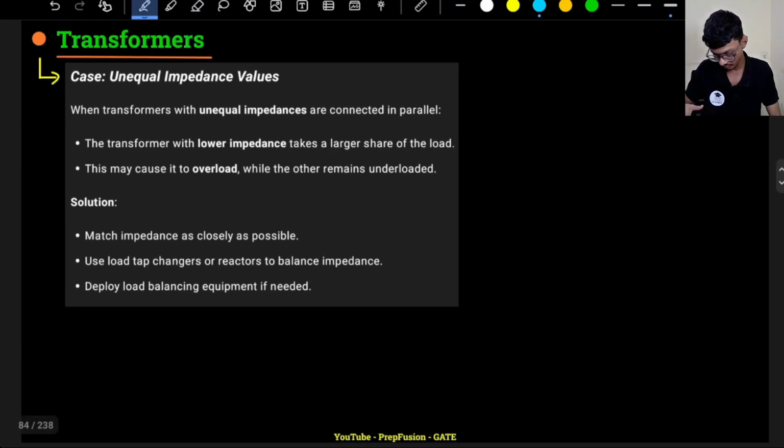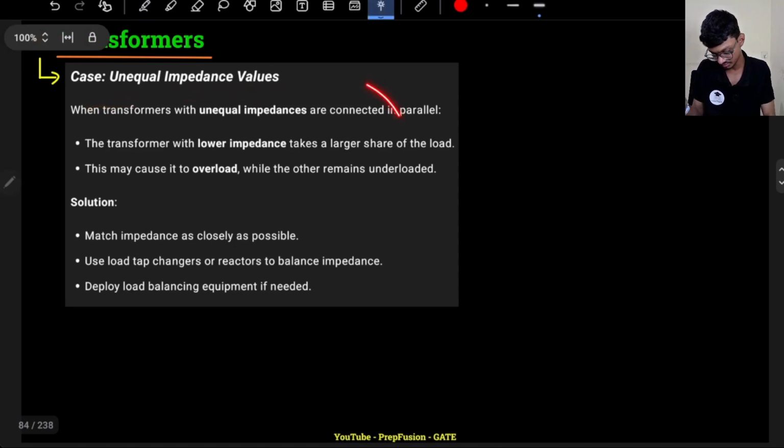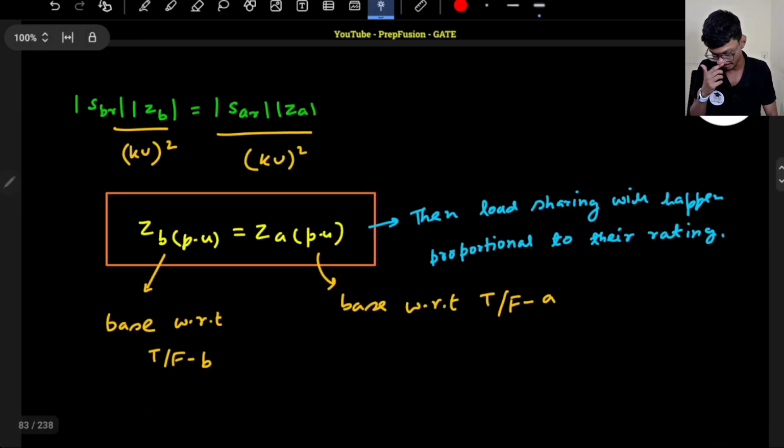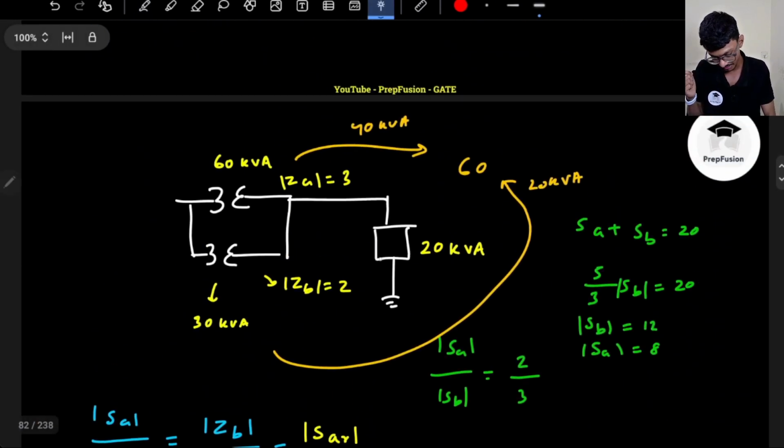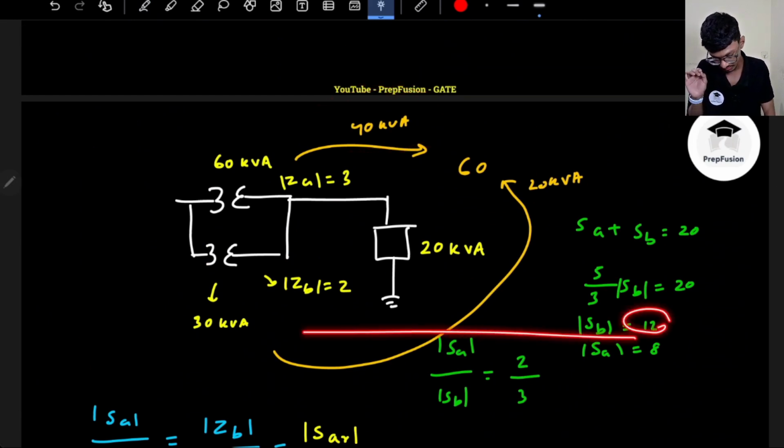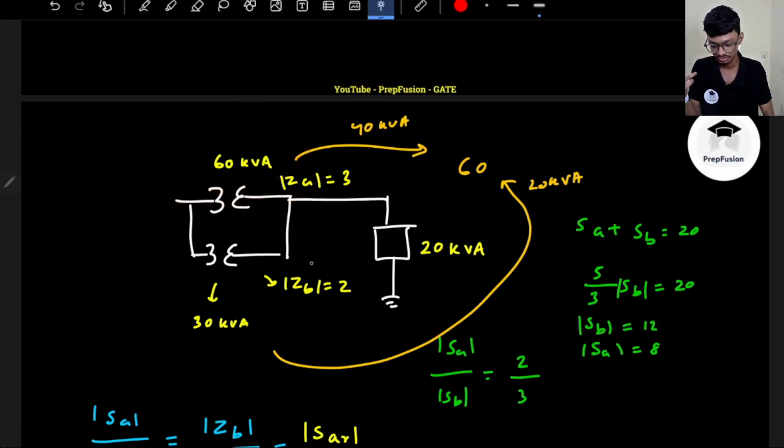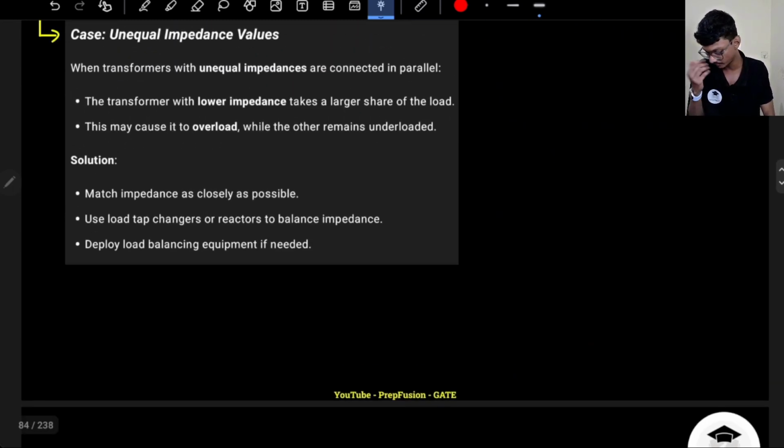So I hope you have understood whatever we have discussed, like why unequal impedance, what are the problems, overloading will happen. Here overloading was happening. I took the example right here, where initially this SB was delivering more power than this SA, but this has higher rating. So overloading is happening in the transformer B, that I don't want. Same thing, whatever we have discussed is written here. So this was basically about the load sharing condition.